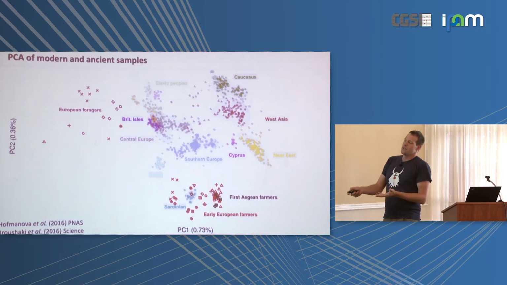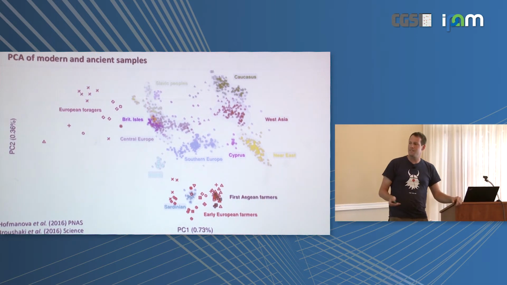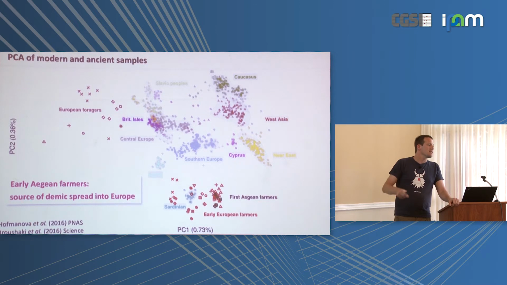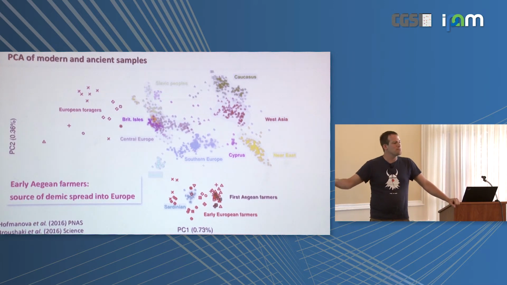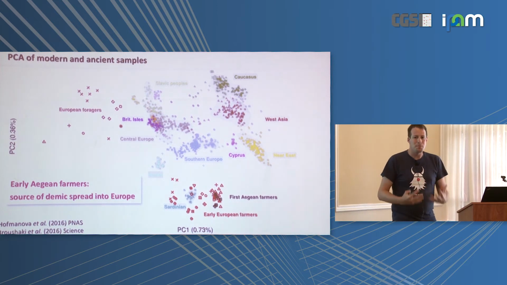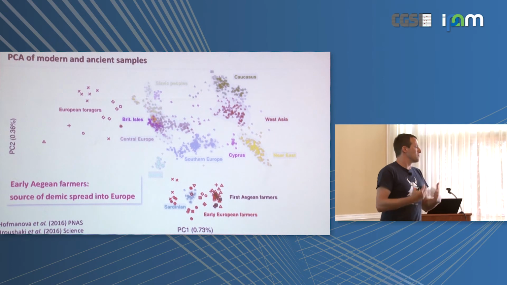And they are falling in the same place in the PCA plot, suggesting that they were genetically very similar. In that case, I think we can say that the early Aegean farmers were the source of the demic spread of farmers into Europe. Right? That doesn't make the whole chain to the Fertile Crescent, but we know at least that the first farmers that arrived on European shores, these were the people that then later colonized the rest of Europe and mixed with hunter-gatherers.